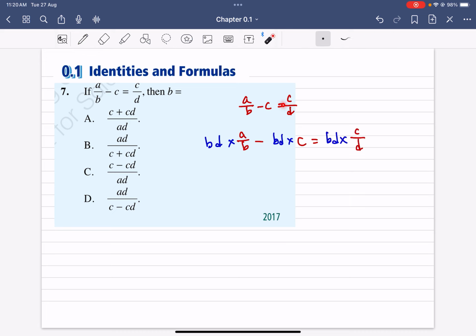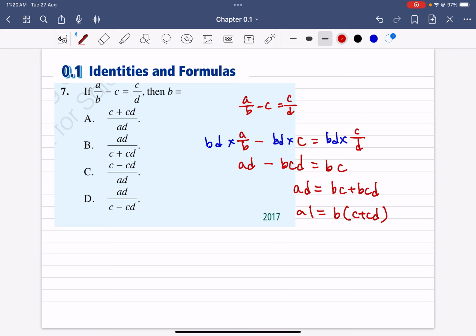So that means for this equation, you multiply them all by a certain number, so you can still get the same result. So then the next step, what will you do? You will try to multiply it. You get AD for the first term, and the next one is BCD, and the last one is BC. So you want B, you try to move BCD to the right hand side, and then you can take out B. So C plus CD, AD. So B equals AD divided by C plus CD. Then you can get the answer is B.